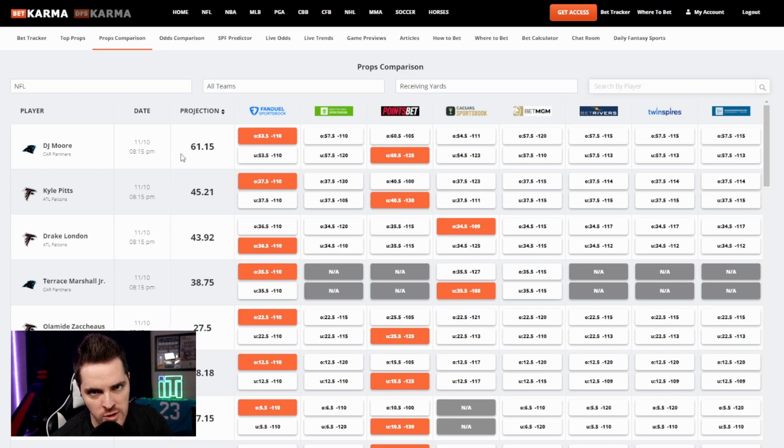So based on our algorithm, we're saying that DJ Moore is going to get 61.15 receiving yards for this next game. Okay, well, what do you do with that? Well, the first thing you do is you see, okay, if it's 61.15 and we're looking in the average for these lines is about 57.5 over under, we're going to be going over because this projection is greater than the bettable lines.